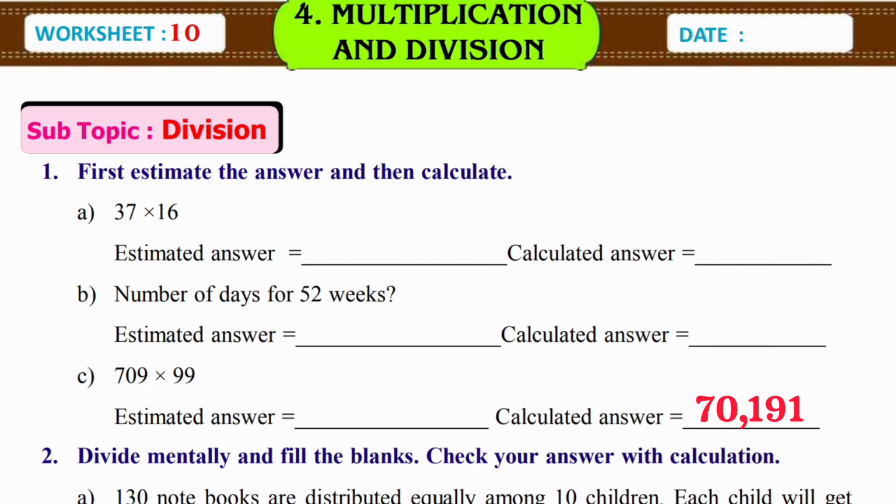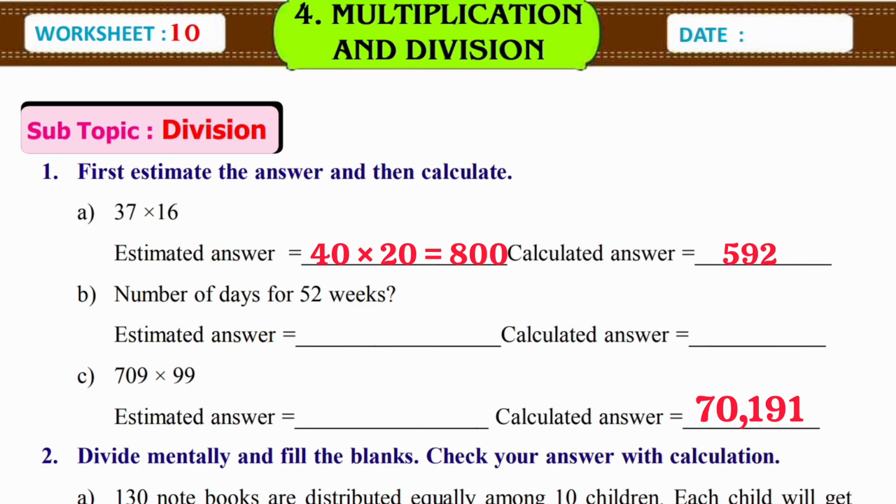Let's see. The first one is 37 multiplied by 16. So the estimated value of 37 will be 40. Then 16 will be 20. So 40 multiplied by 20. The answer is 800. But the actual value of 37 into 16 is 592. Okay. Next one.